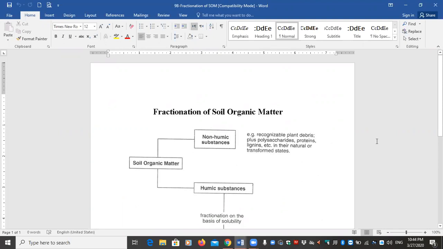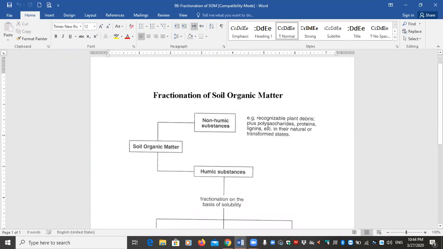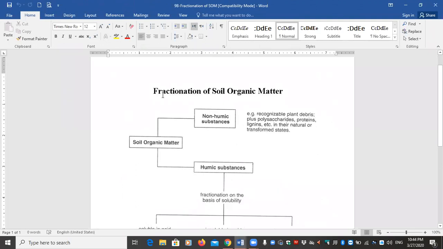Okay, we will continue on where we stopped last time. Today we will start talking about the fractionation of soil organic matter. The word fractionation is used in soil science when there is something we are studying and it has more than one component, and we try to separate these components, these fractions. So that's the meaning of fractionation.